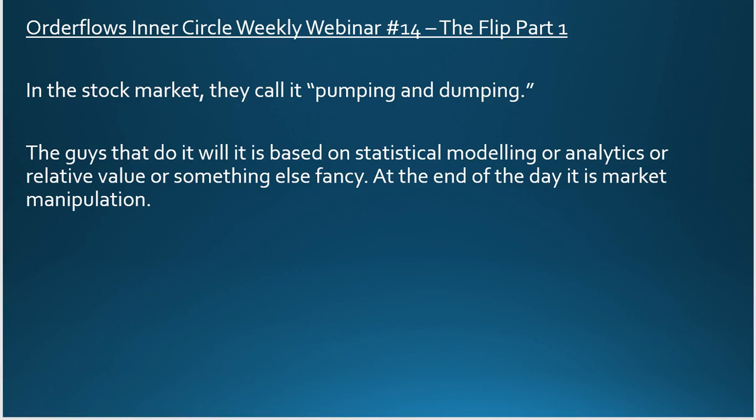And when I say not stupid, they've got advanced mathematical degrees. Maybe they're a few courses short of getting a PhD, but they'll come back and say, well, statistical modeling, or analytics, or relative value, or something fancy that makes people shake their head and go, okay. But at the end of the day, it's market manipulation. Well, yeah, I could do statistical modeling that shows that if I stack the order book in my favor, then I'll make money. But it's basically just pumping and dumping, market manipulation.